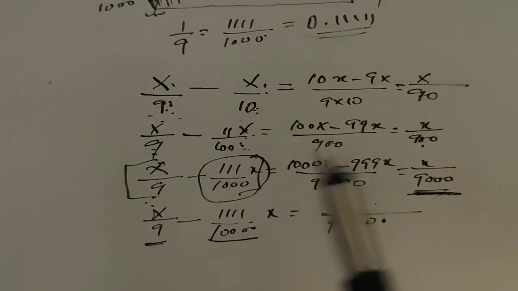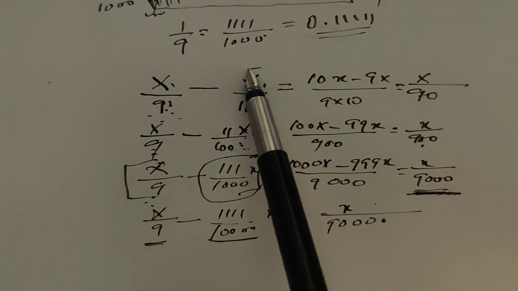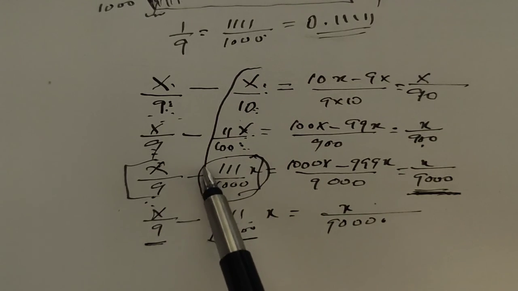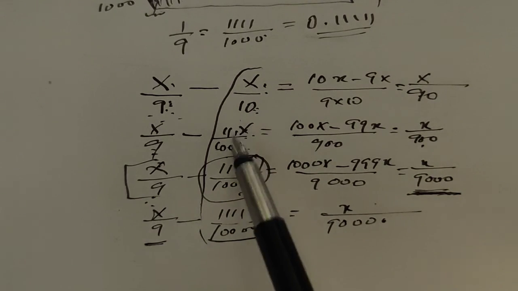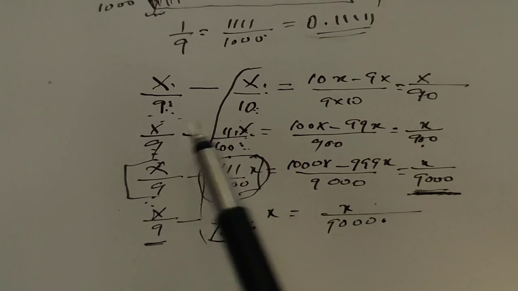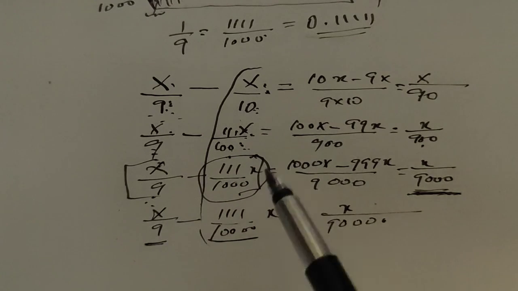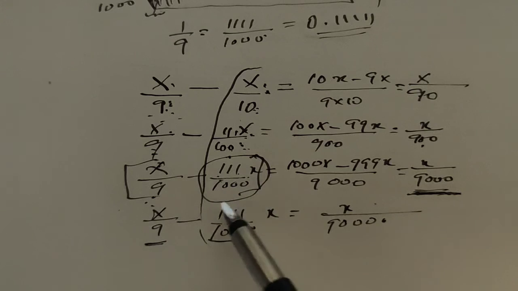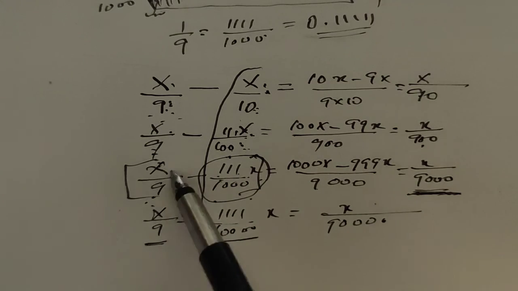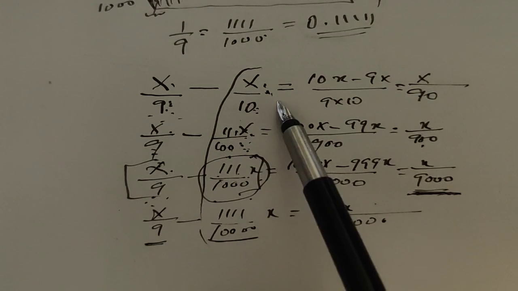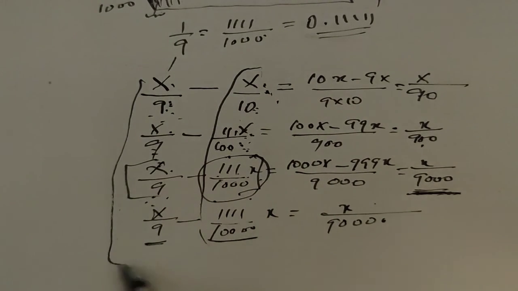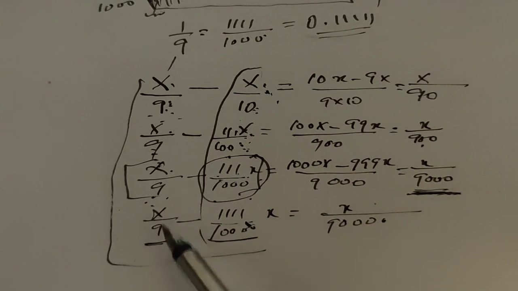And from this algebra we can say x by 10 is close to x by 9, and 11 by 100 of x is closer to x by 9 than this, and 111 by 1000 x is closer to x by 9 than these two. And from this table, this value is very close to x by 9, and that is the algebra behind this.